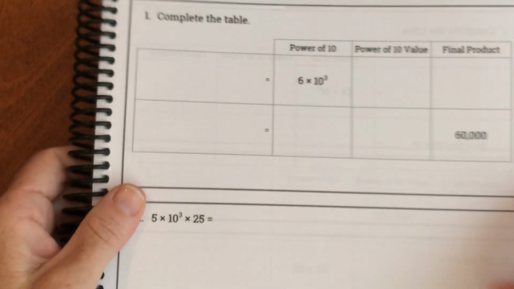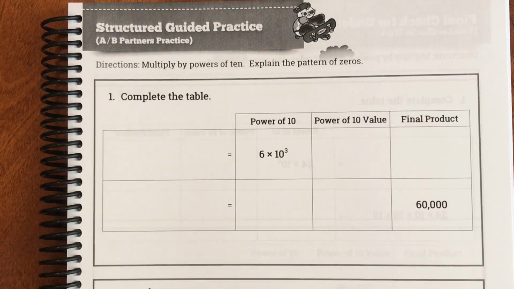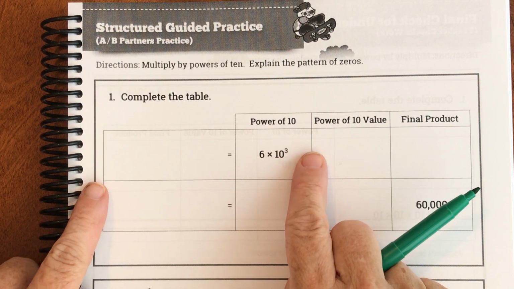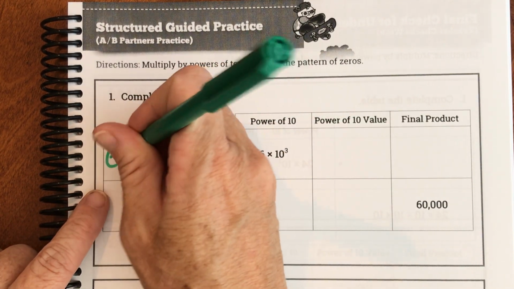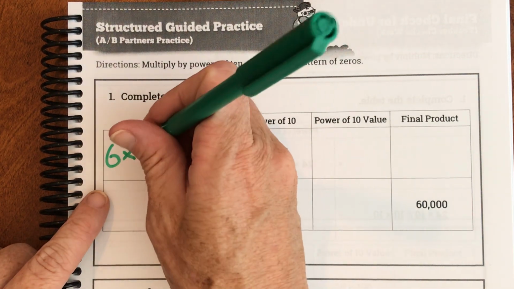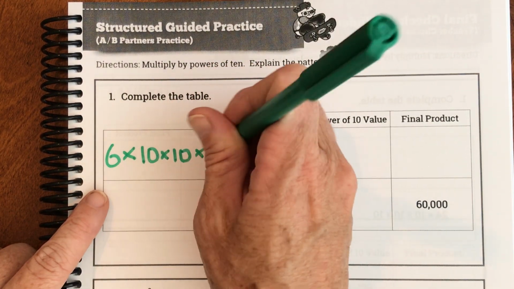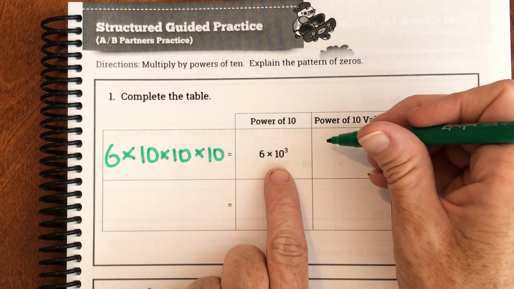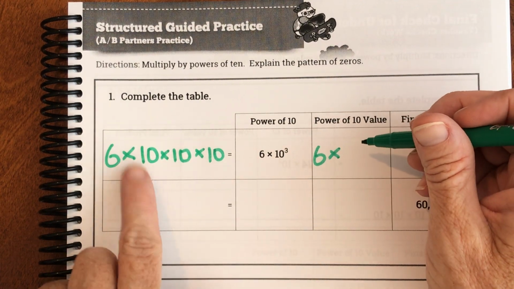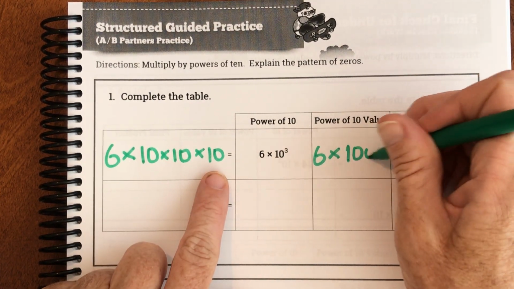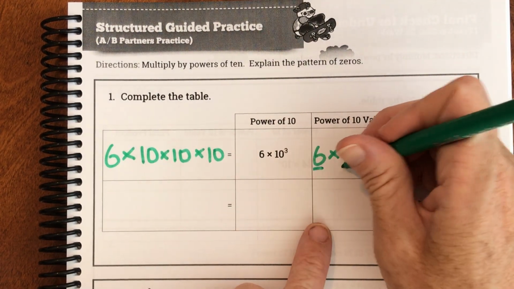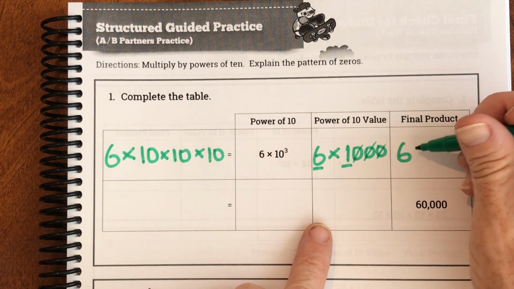So please turn to page 46. And here's my first one. This is completing that maybe a little more complicated table. So this first one they say is 6 times 10 exponent 3, which over here would mean there were how many tens? 3 of them. So 1, 2, 3. Okay, here they want us to say what is the value of 10 exponent 3. So 10 exponent 3 means 10 times 10 times 10, but its value is 1,000. And then its final product would be 6 times 1 is 6, and if I added the 3 zeros, my final product is 6,000.